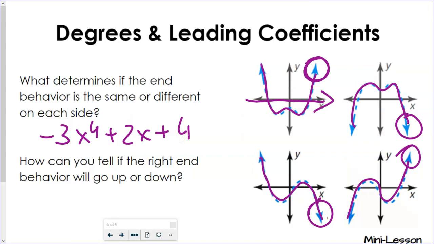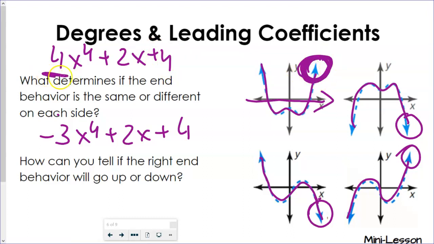If I am not given a function, I look at the end of the tail. If it goes up, that means the leading number, let's just say 4x to the fourth plus 2x, is positive. If the function goes up, that tells me that the leading coefficient, the number that starts the equation, is positive. When the end goes down, that tells me that the leading coefficient, the number attached to the first x, the highest exponent of x, is negative.